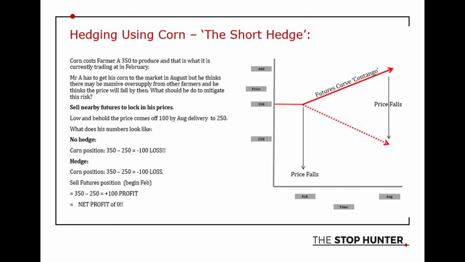But if at that initial outset he put on that short futures position, he sold it at 350, and then in that collapse in the price down to 250, he would have made 100. The 100 loss from the corn position and the 100 profit from the futures position net out to 0. He's a happy guy because he's basically lost nothing. He knows the price he's locking into for his business. He gets the price that he wants at market. So that is an example of hedging the risk out of your business.